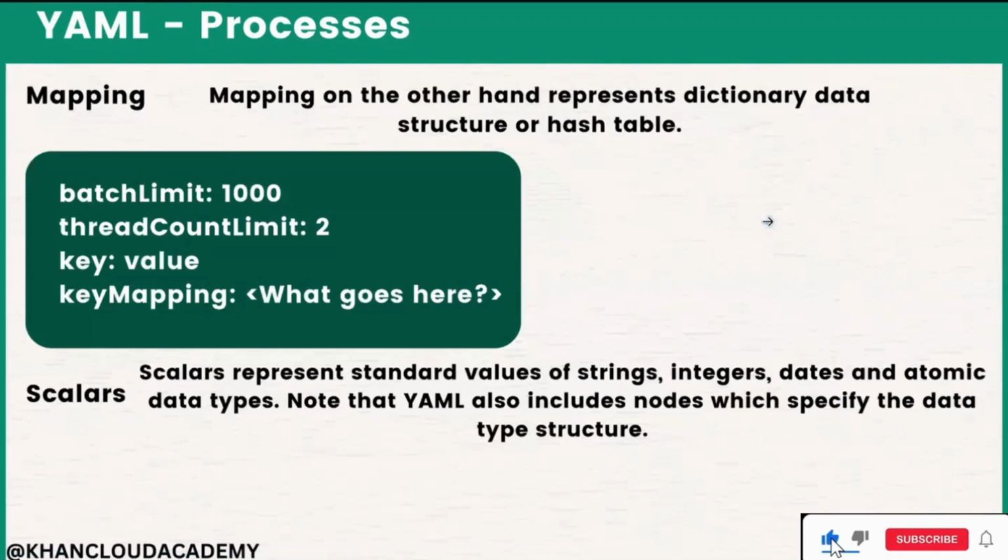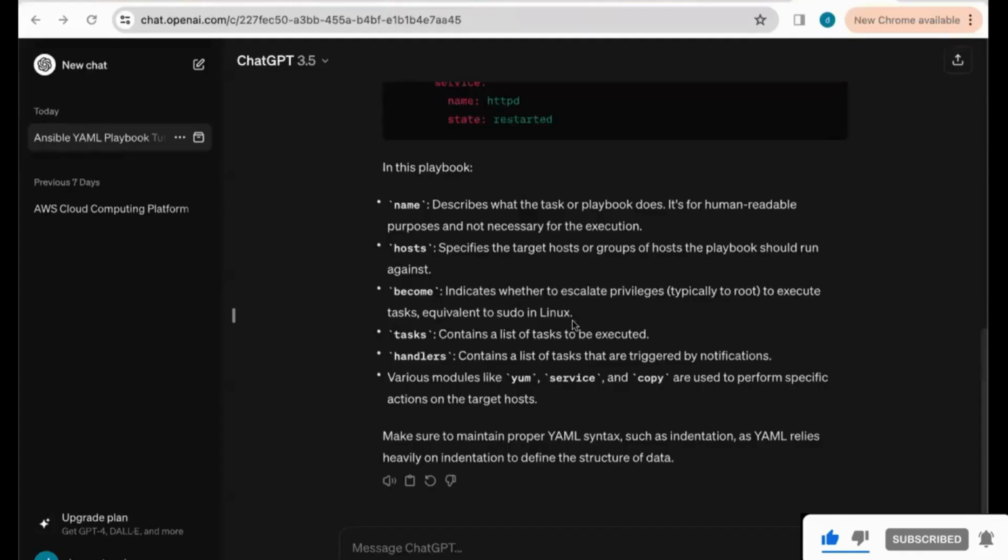Next is the mapping. Mapping, on the other hand, represents the dictionary data structure or hash table, where you use a colon. This is what we have to map something with. Scalar represents standard values of string, integers, dates, and automatic data types. Note that YAML also includes nodes which specify the data type structure, right? So this is representation: the sequence, mapping, and scalar.